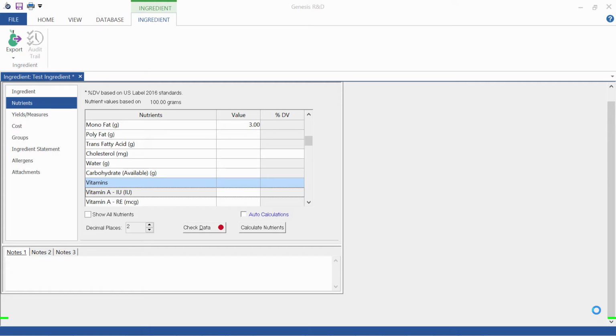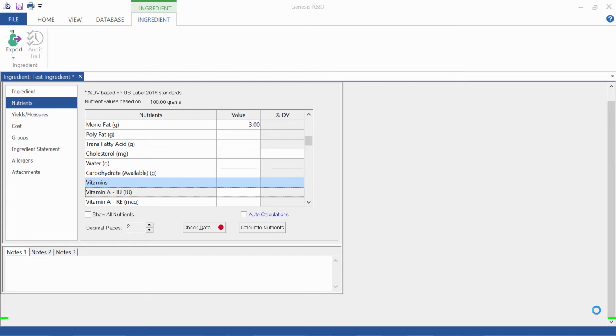Hello. This tutorial is going to walk you through the check data feature, the purpose of which is to catch any missing data or any data entry errors, both of which would negatively affect your analysis for anything that uses this ingredient that you're creating. To demonstrate what happens, I've created an ingredient with a very common 100 grams of analysis, and then some nutrient data is missing and other nutrient data is incorrect.